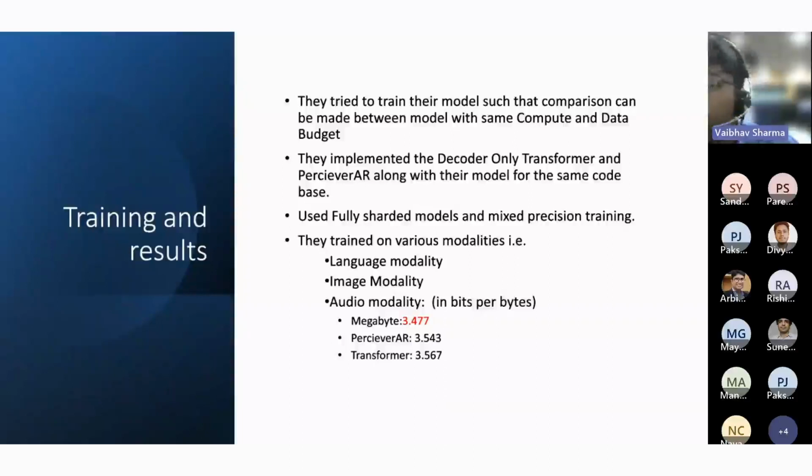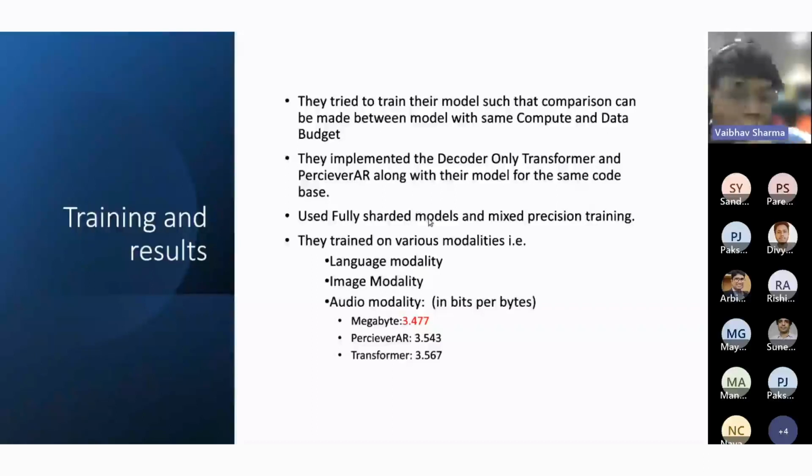They implemented decoder-only transformers, and there's another model called Perceiver AR, which was state of the art for these kinds of byte models. Since Perceiver AR's code was not publicly available, I think, they implemented their own using the research paper, and they utilized techniques like fully sharded models, mixed precision training, and some optimization techniques to get the best result out of it.